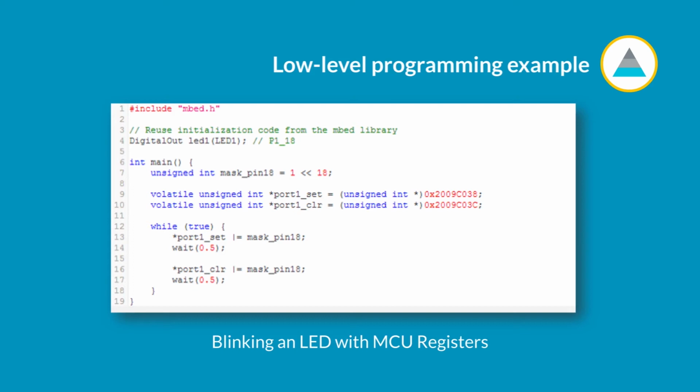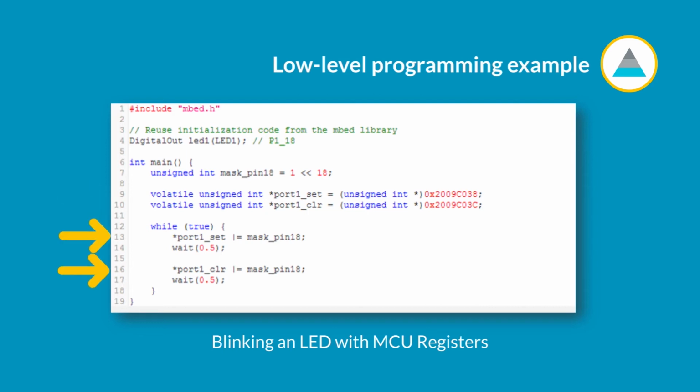This code encapsulates the necessary port initialization, so it can focus on the blinky function as the main routine. In line 7, pin 18 is coded in a variable by left-shifting a 1 18 times. This sets the bit 18 of mask_pin 18. Lines 9 and 10 define the addresses of the ports that can be set and reset. In this example, it's port 1.